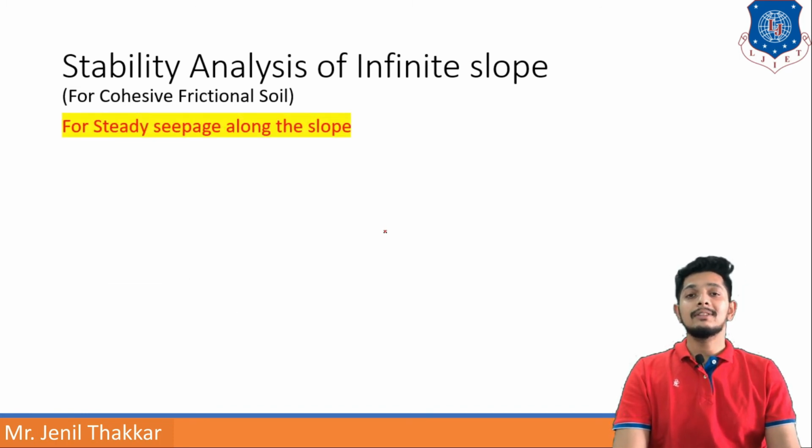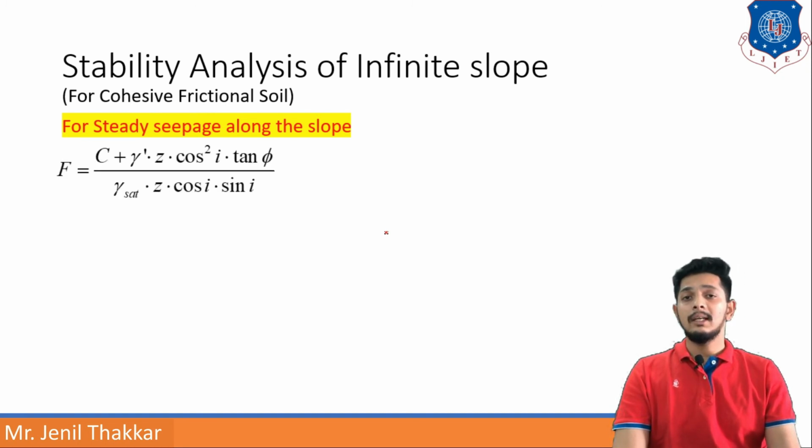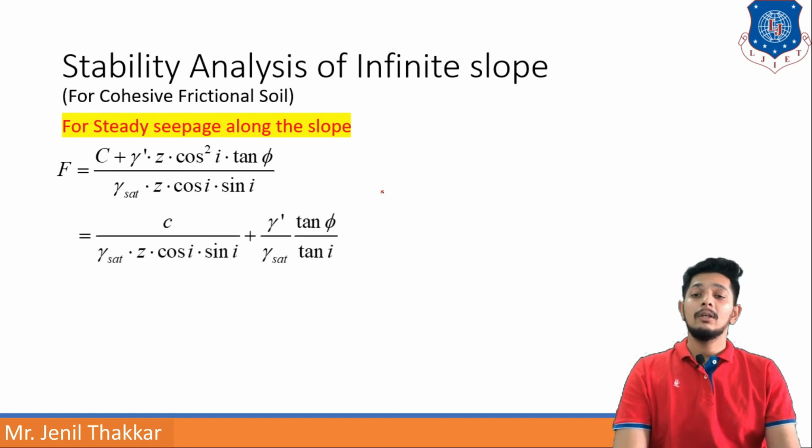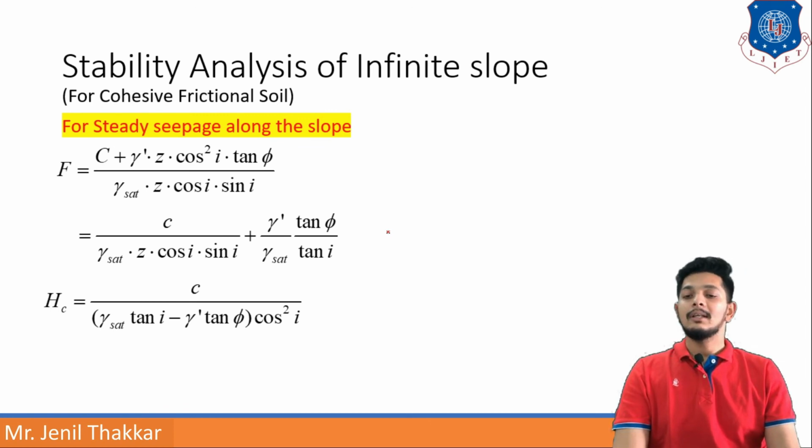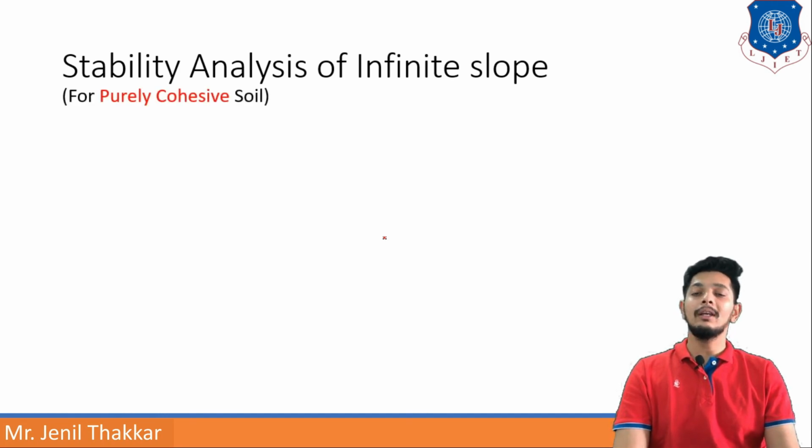Now, for the case of steady seepage along the slope, we know what that is from the previous video. Here, F is written as C plus gamma dash Z cos square I into tan phi upon, be careful here, gamma saturated Z cos I into sin I. It is the case of steady seepage where we will use gamma dash in the numerator and gamma saturated in the denominator. Dividing both by the same term, we get the right hand side as gamma dash upon gamma sat into tan phi by tan I. Now the critical height Hc is defined as C upon gamma saturated into (tan I minus gamma dash upon gamma sat tan phi) into cos square I. These are mathematical terms.